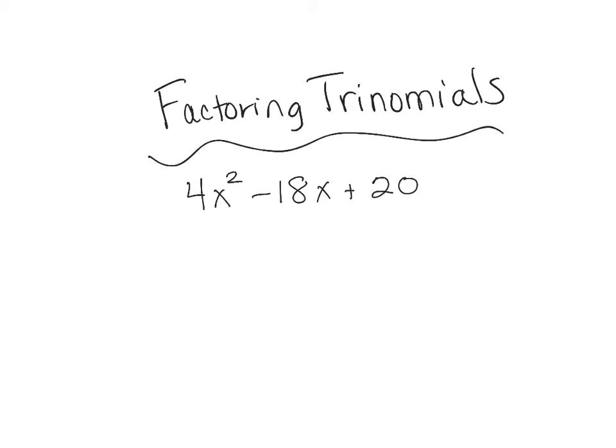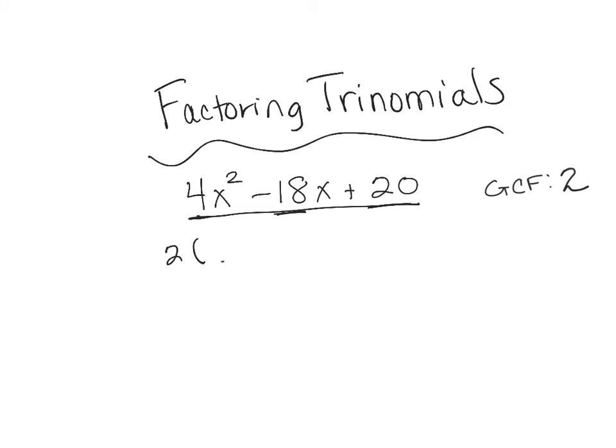And you noticed on those Boom Cards at the very top, it asked you to figure out what the GCF was. So if I looked at these coefficients, is there a number that I could pull out of each one of those? So is there a number that goes into 4, negative 18, and 20? And the greatest common factor would be 2. So now what I'm going to do is factor that out of my original trinomial.